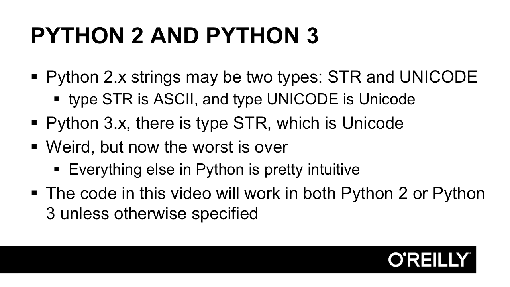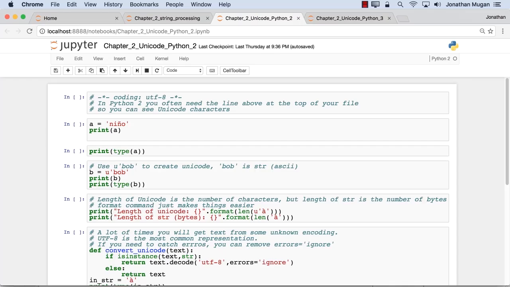In Python 2, strings may be two types, str and Unicode. Type str is ASCII, or bytes, and type Unicode is Unicode. That makes no sense at all, so let's take a look at some code and see if we can clear that up. Firstly, you have to put this voodoo at the top of your file here on this first box, coding UTF-8. You don't always have to do that, and you don't have to do it in IPython Notebook or Jupyter Notebook generally, but sometimes you need to do it in some editors so you can actually see the Unicode characters printed to the screen. Let's run this box real quick.